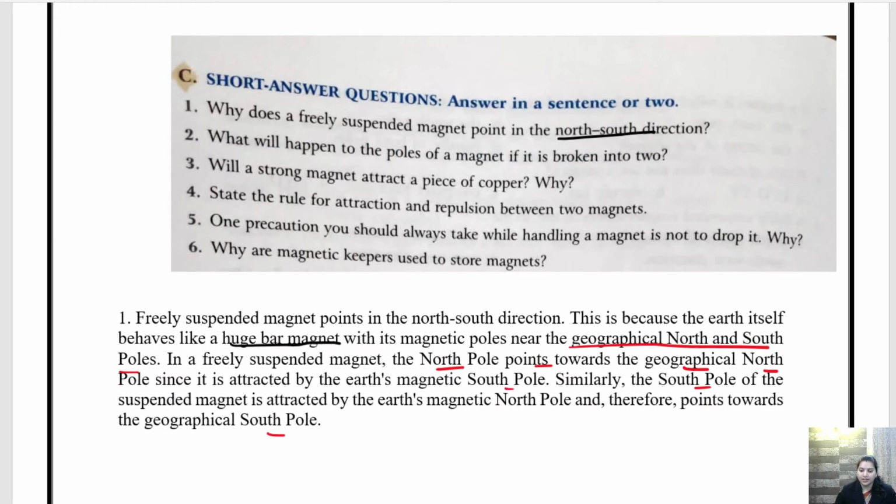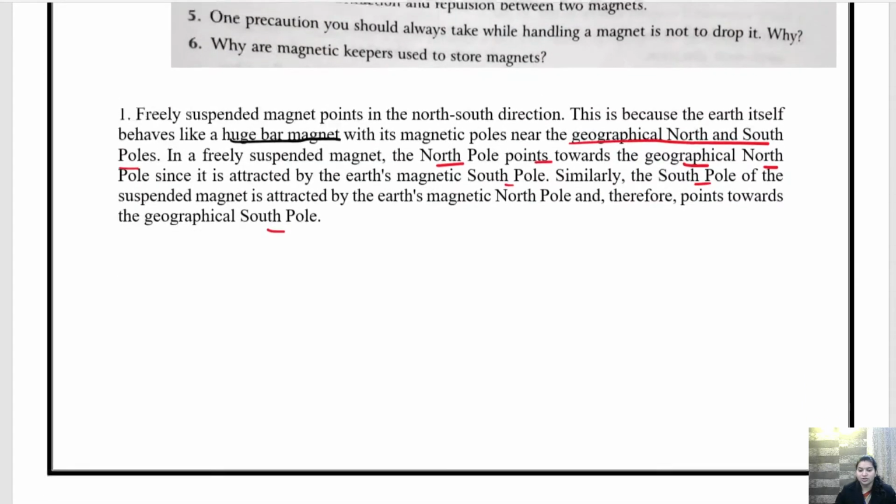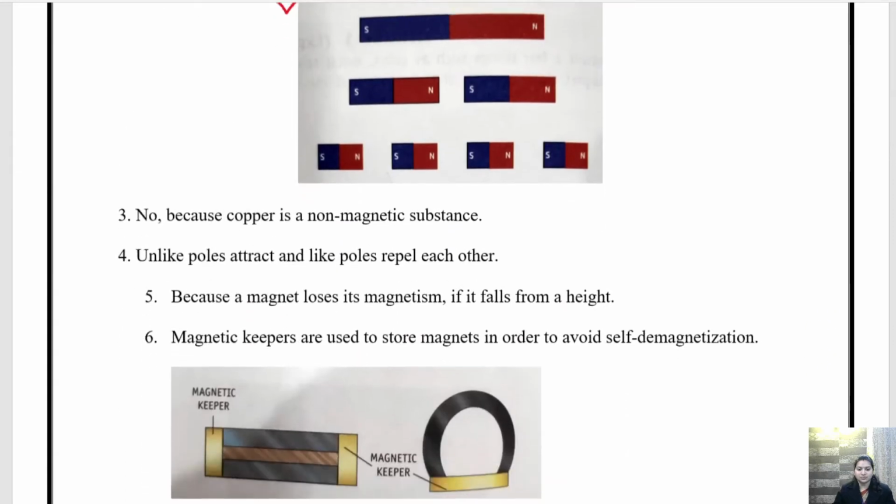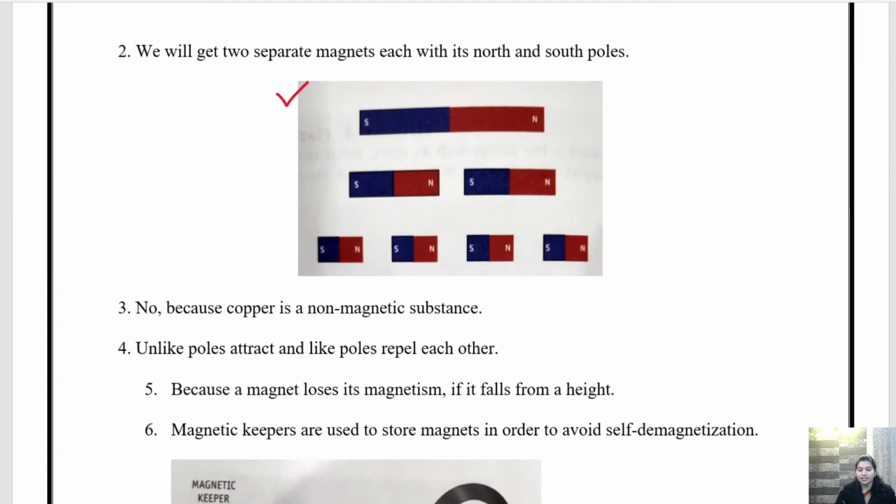Now, question number 3. Will a strong magnet attract a piece of copper? Why? Children, is copper a magnetic substance or a non-magnetic substance? Copper is a non-magnetic substance, so the magnet will not be attracted towards copper. So the answer is no, because copper is a non-magnetic substance. But if in place of copper it would have been iron, nickel or cobalt, the magnet would attract, because they are magnetic substances.